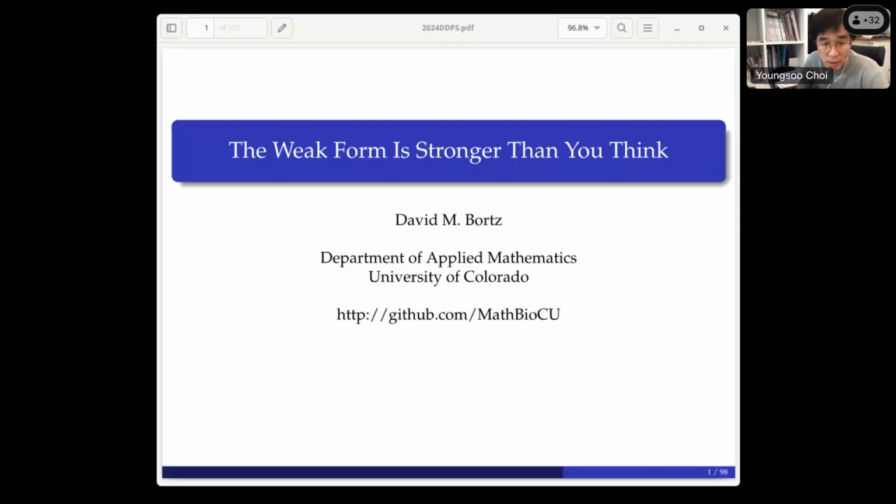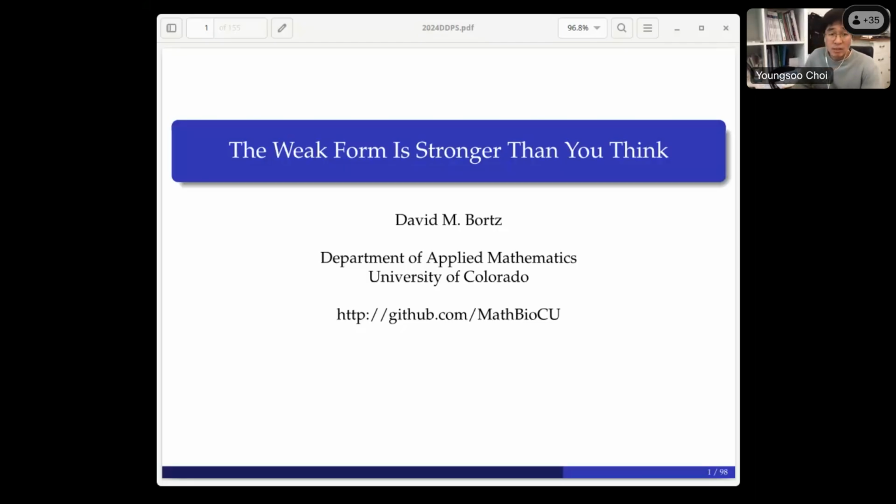Now let me introduce our speaker today. It is an honor to host Professor David Bortz, who earned his PhD in 2002 with H.T. Banks at North Carolina State University. He was a postdoc at the University of Michigan in mathematics and joined the faculty in applied math at the University of Colorado in 2006. The core of his research interests are weak form-based scientific machine learning and inverse problems at the intersection of applied math and statistics. His research has been supported by NSF, NIH, DOE, and DOD.